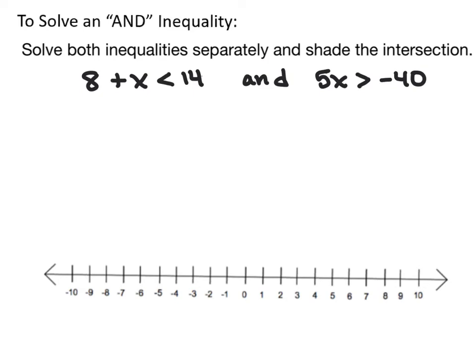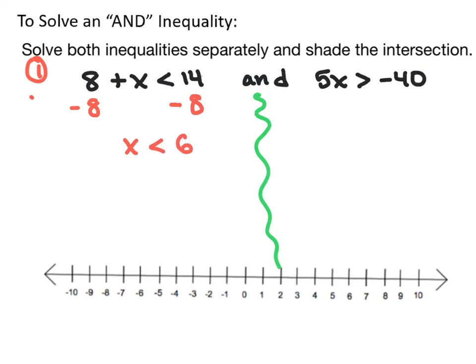So for our next inequality, if we wanted to graph, we would first have to take our 8 plus x and solve it separately. This is our first representation. So if I were to do that, I would have to subtract 8 from both sides, which gives me that x is less than 6. So if I were to graph this, I can put an open circle at 6 on the graph, and since my x is first and the inequality is pointing to the left, I can start to shade a little bit to the left.